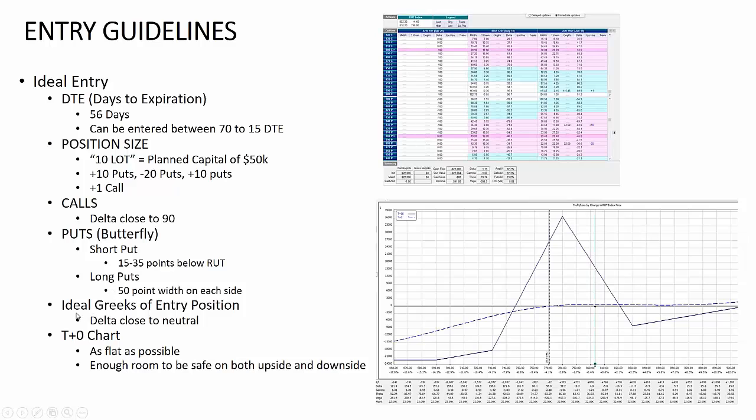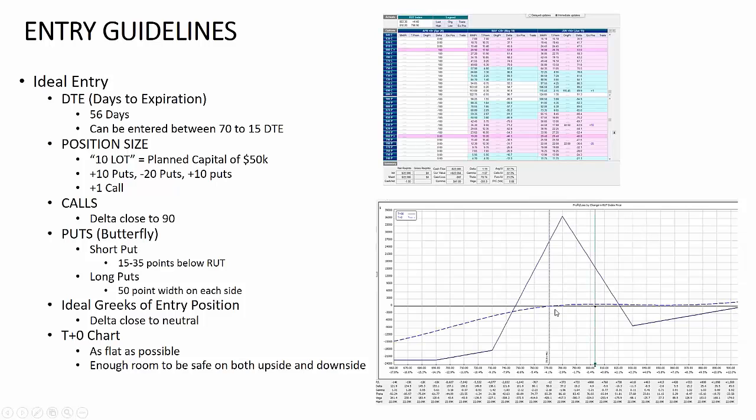And also, there's the ideal Greeks for entry position, which is the delta of the combined position. That combined position would be the 10-20-10 butterfly plus the long call. If you add up all the deltas, which the software does for us, we would be able to try to get our delta close to neutral, or somewhere between about 0 and -10.